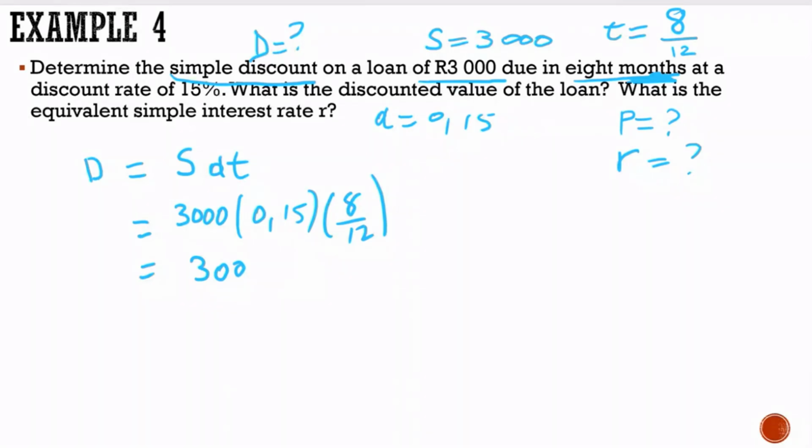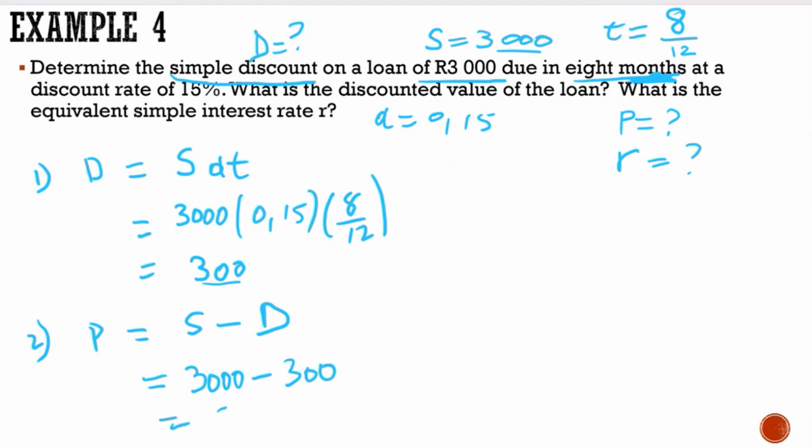And then the question is saying calculate your P. From your formulas, you know that your P is equal to S minus D. So this is 1, this is 2. So for your P, what is your S? Your S is given as 3,000. So you've got 3,000 minus, what is your D? You've just calculated your D to be 300. So this is going to be equal to 2,700.